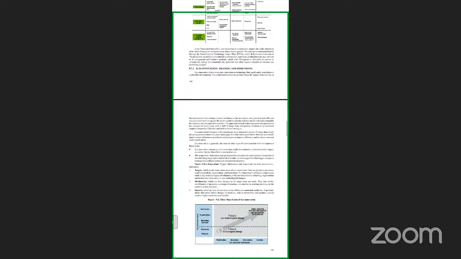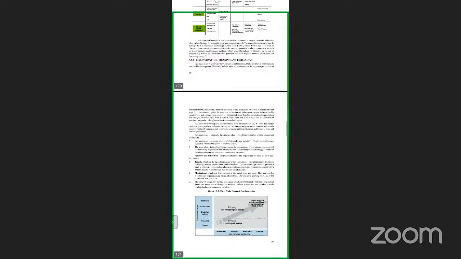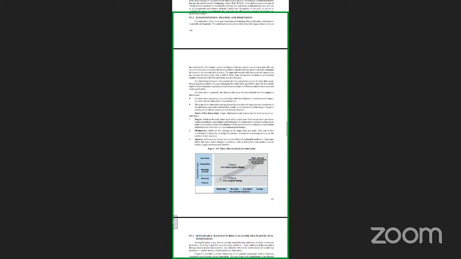Eco-innovations in products and process tend to rely on technological development, while eco-innovation in marketing, organizations, and institutions relies more on non-technological changes. And mechanisms, which are how changes in the target areas are made, can involve modification of practices, redesign of practices, alternatives to existing practices, or the creation of new practices. And impact is on eco-innovation, which will affect environmental conditions. Experience shows that more radical changes in methods, such as alternatives and creation, usually result in higher environmental benefits.